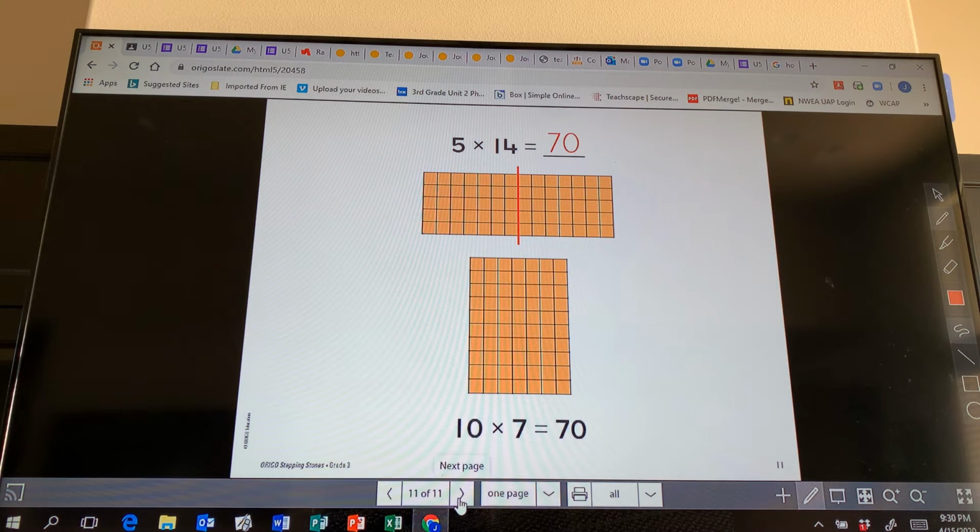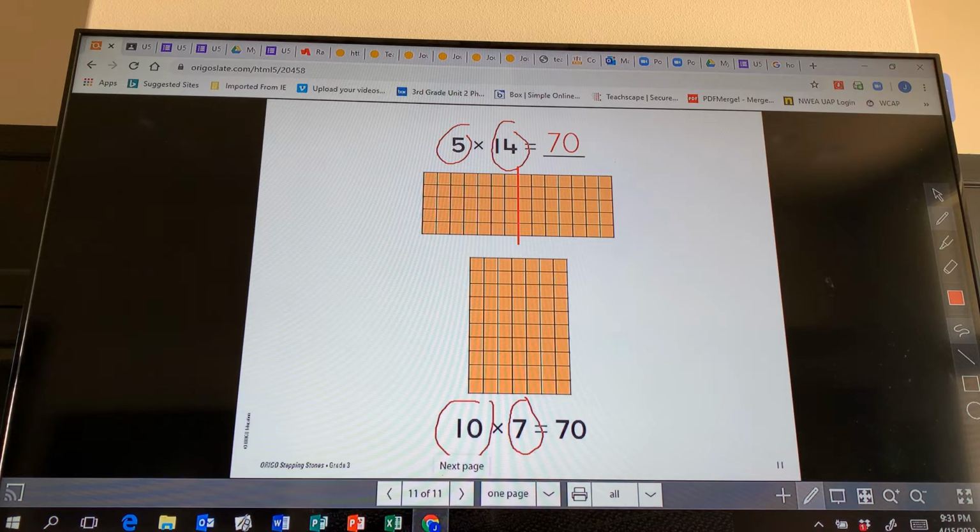So the multiplication problem is 10 times 7 equals 70, which is the same product as 5 times 14, all right? So I want you to notice specifically, do you see how this 5, when we double that number, it becomes 10, and we take 14 and we half that number, it becomes 7, okay? So the strategy is doubling one number, halving the other. Generally speaking, as a rule of thumb, you're going to double the smaller factor and halve the larger factor, all right?